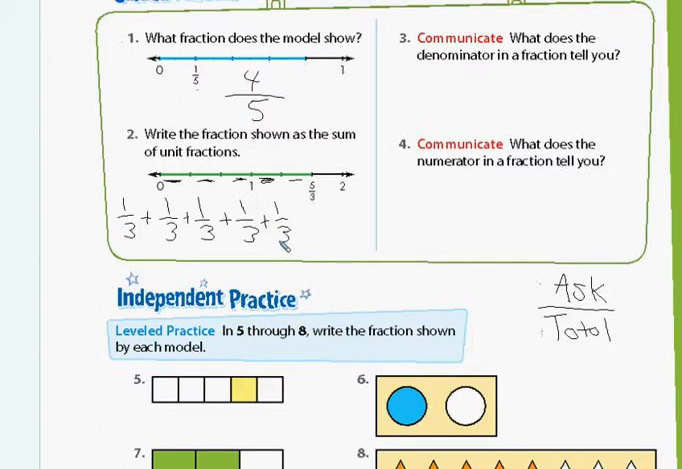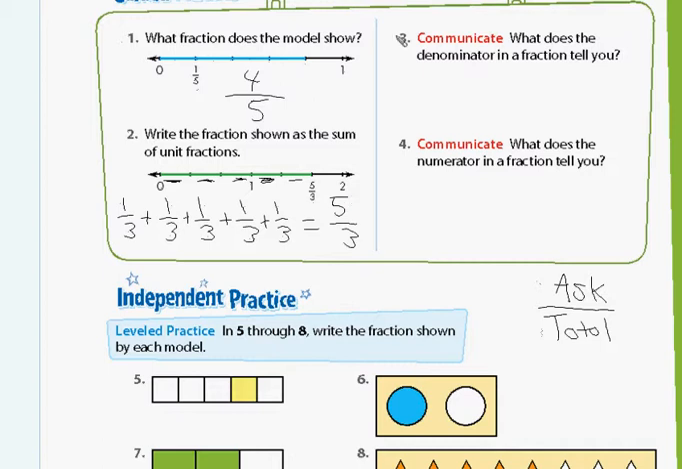Adding fractions is really simple. You probably haven't added fractions before, but it's a very simple concept. Whenever we're adding fractions, our denominator always stays the same. So my denominator is going to be 3 on my answer, and all I have to do is add my numerators. And that's 1, 2, 3, 4, 5. 5/3. And that's how we show the sum of the unit fractions.